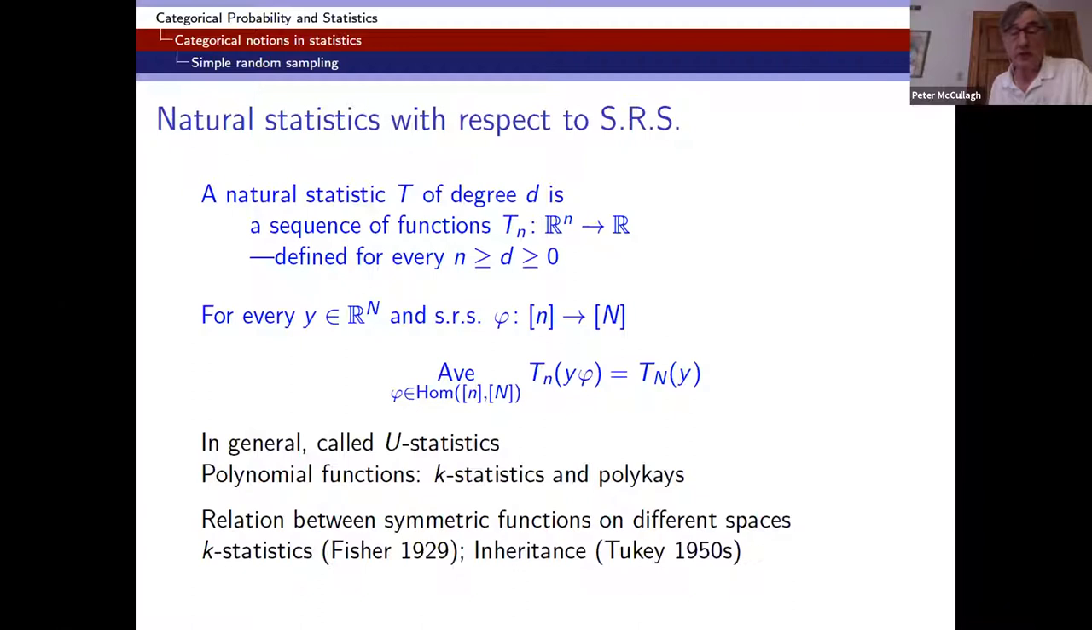And the three that I showed you in the previous transparency are polynomial functions. And they're not the only ones. There are also ones that are called polykays, which were introduced by Tukey in the 50s. The k statistics were introduced by Fisher in 1929, although Fisher did not give this rationale for them. It was a different rationale. This rationale is due to Tukey in the 50s.